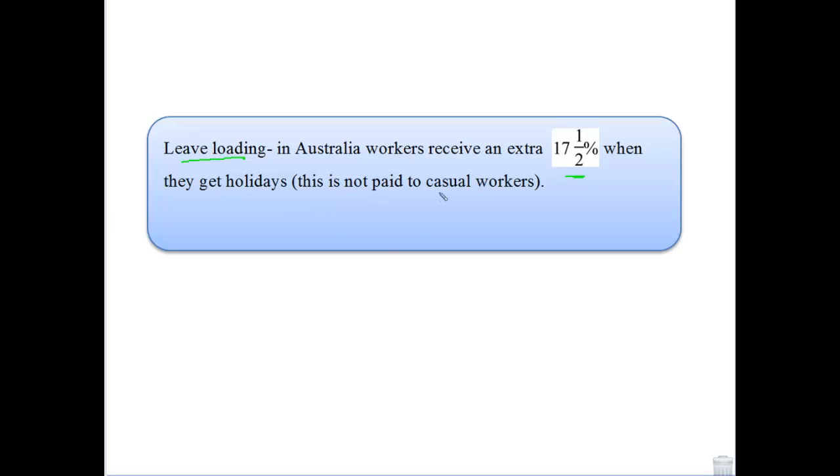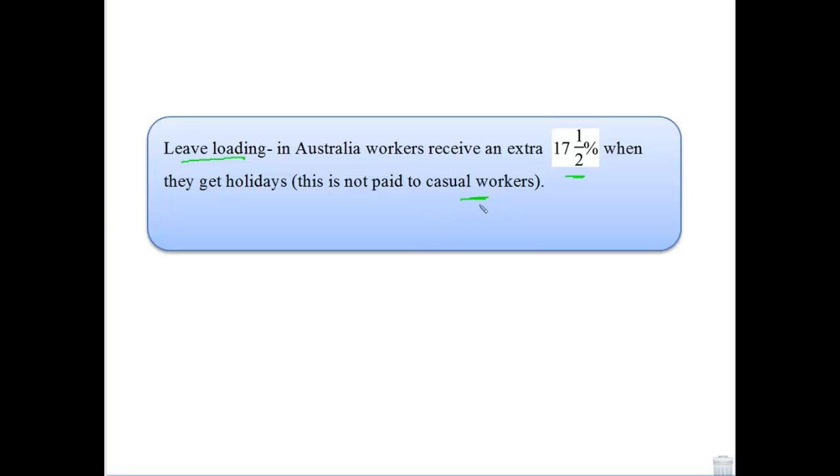Note that this is not paid to casual workers. So if you're working as a casual, you're really not in full-time employment. You're not permanent. You've got to really be permanent to get that holiday pay, because casual workers don't get paid holiday pay. So if you're saying, well, I work as a casual, but I get paid for my holidays, then you're really not classed as a casual worker.